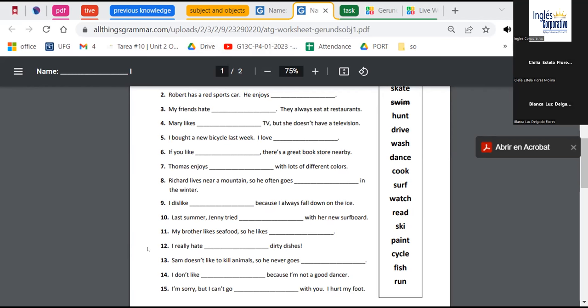Number 12: I really hate washing dirty dishes. Okay. 13, Milton.